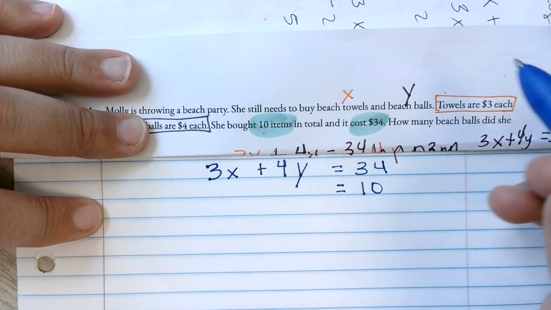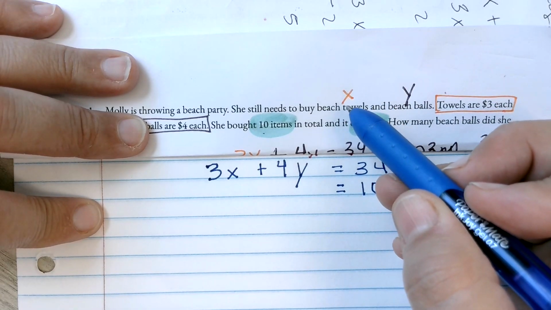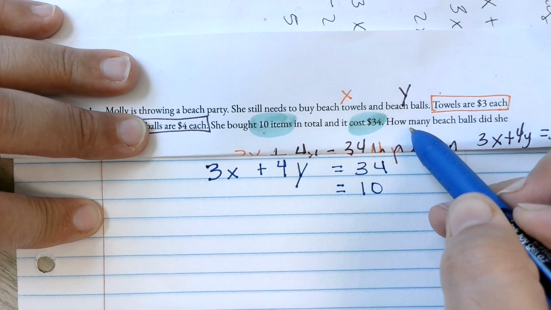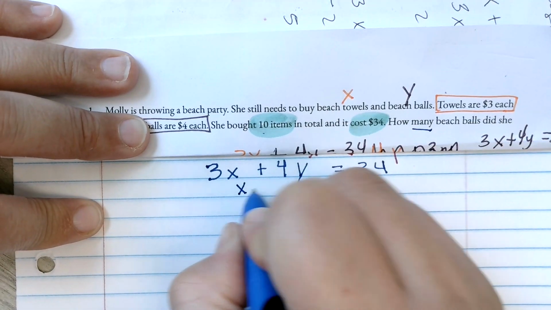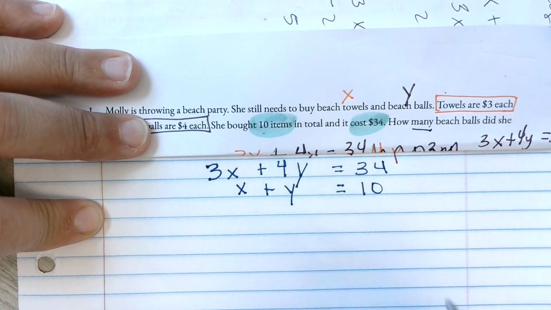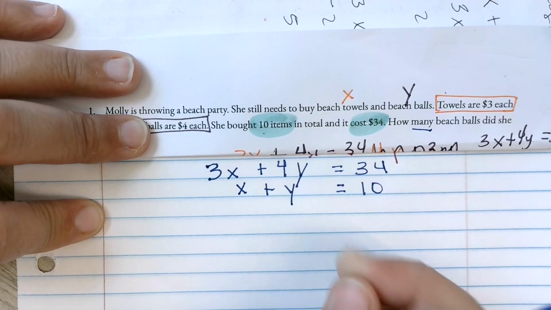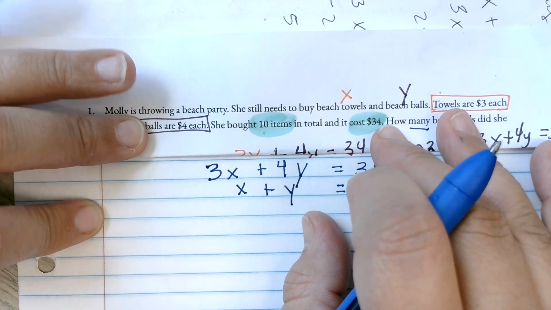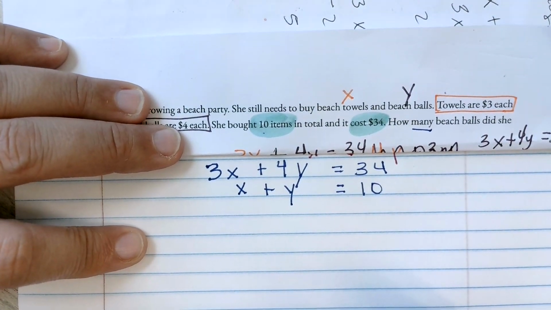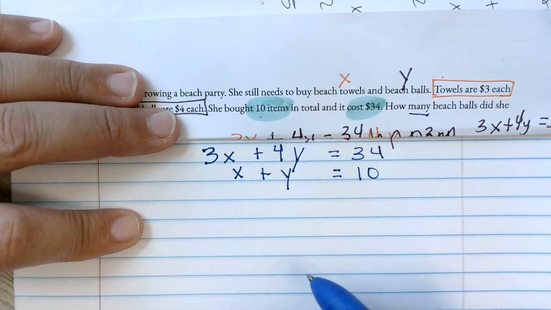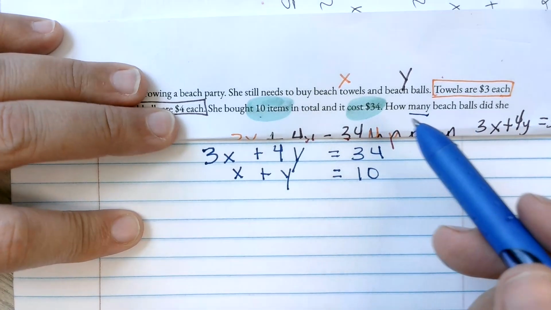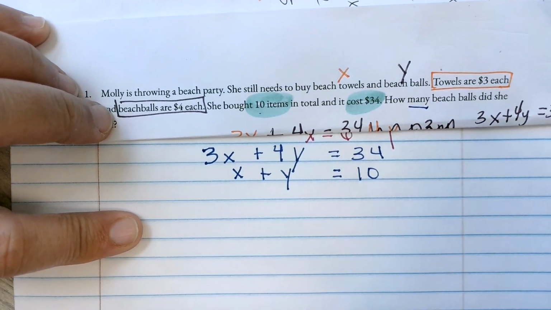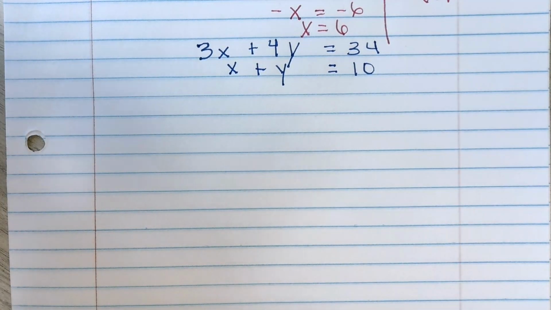10 items. So we know that the items that we have are towels and balls, but we don't know how many of each, so we just represent those with X plus Y, because if I add the number of both of them together, then I'll get 10. Now this looks like one of the problems that we are doing with substitution, so you could solve that from here and figure out how many beach balls Molly bought. I want to take a look at another one, because there's another type of these equations.